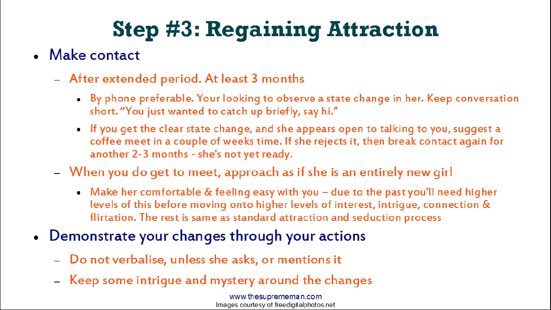So when you notice that clear state change, and she appears increasingly open to talk to you, then if you think it's going well, suggest a coffee meet. And don't spend too long on the phone. You really only want this to be a 2 or 3 minute conversation max. Suggest you meet up for coffee in a couple of weeks' time, and you'll give her a shout nearer the time. If she rejects it, and she gets defensive again with you, then she's not ready, and you should probably break contact again for another couple of 3 months.